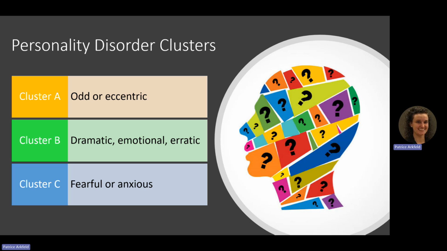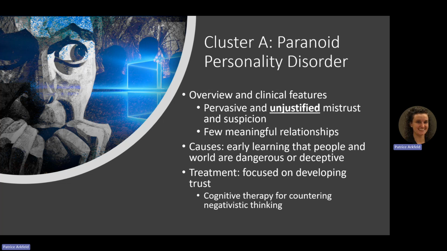So we're going to talk about half of these during this lecture, and then we'll talk about the other half in class on Tuesday. So to jump in, let's go into cluster A and talk about paranoid personality disorders. Remember, this is the odd and eccentric cluster of personality disorders.